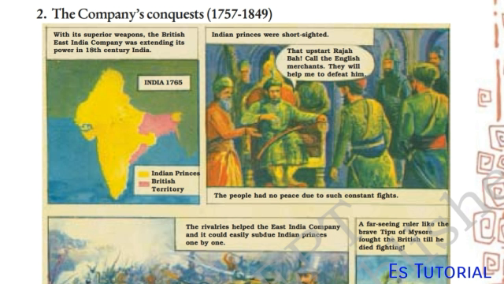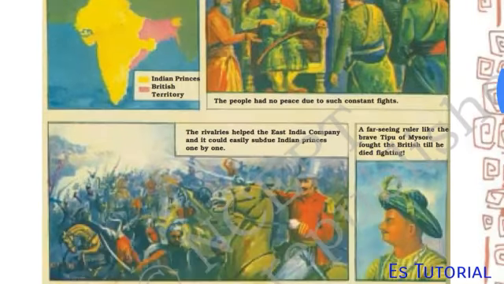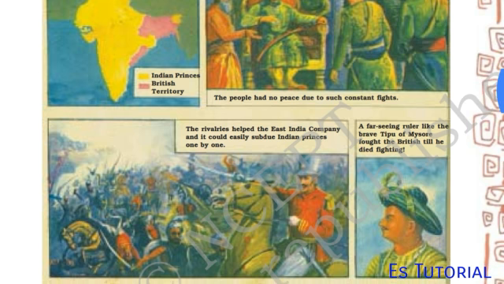Indian princes were short-sighted. That upstart Raja, he called the English merchants, saying they will help me to defeat him. The people had no peace due to such constant fights. So the people who were living in those areas did not have peace because of constant fights between them. The rivalries helped the East India Company and it could easily subdue Indian princes one by one.